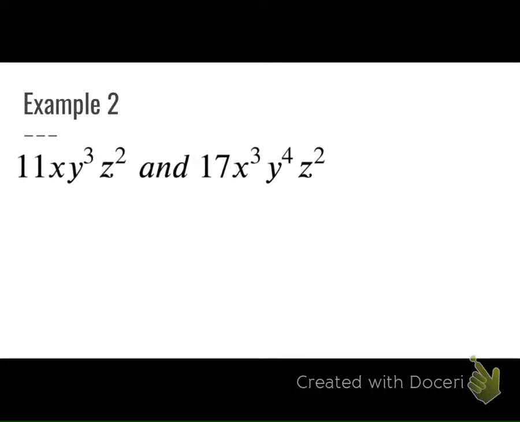All right, on this one we've got 11xy cubed z squared and 17x cubed y to the 4th z squared. You might be able to just look at this and know that 11 and 17 are already prime numbers, so they don't have any common factors. So then we are just looking at the variable parts. If you really wanted to, you could say your GCF includes a 1, but that's not necessary.